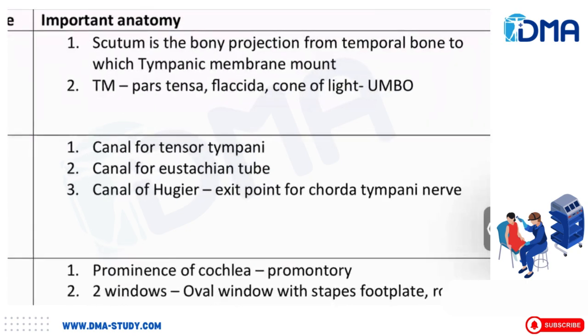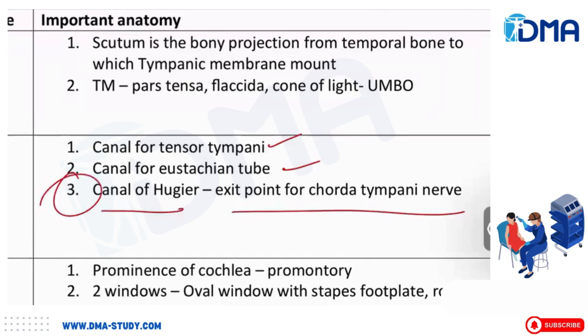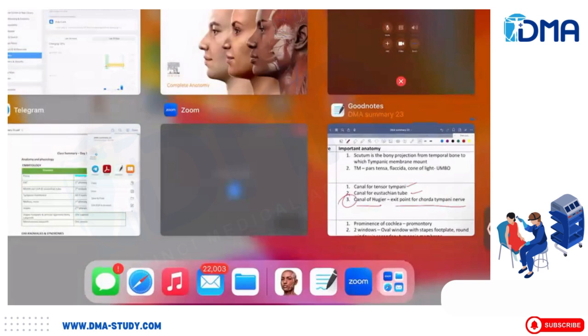This canal of tensor tympani is for the tensor tympani tendon. The canal of the eustachian tube is for the eustachian tube, that you know very well. The canal of Huguier is a new one. This canal of Huguier is the exit point for the chorda tympani. Now, exit point for chorda tympani.